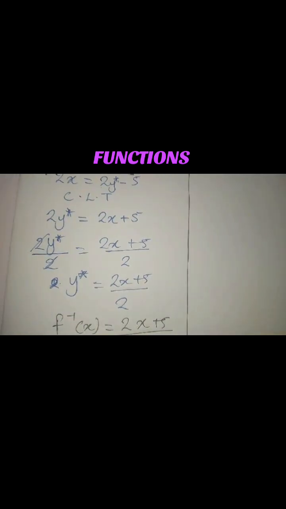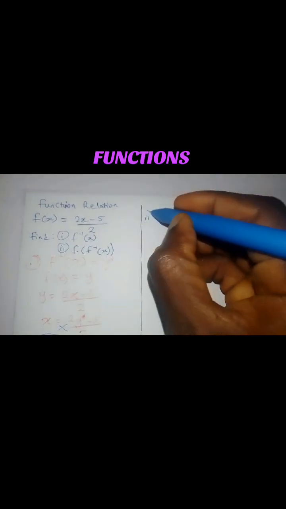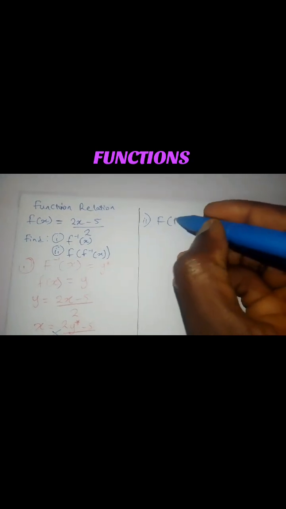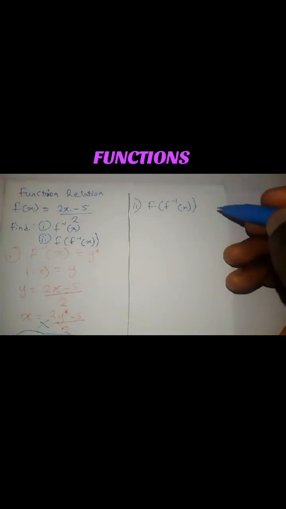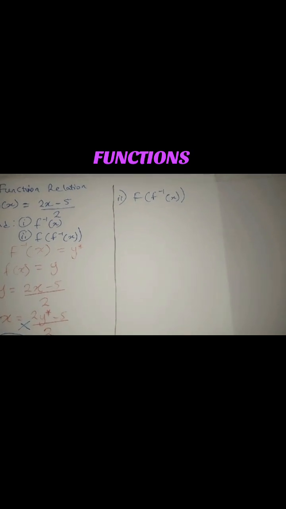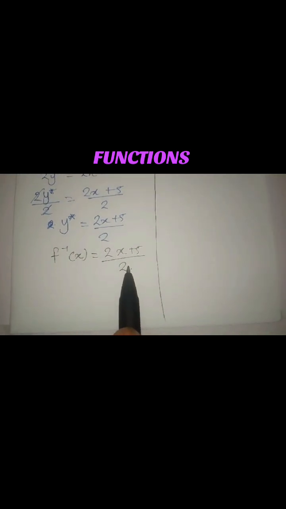For question 2, which I'm being asked to find f of f inverse of x. Now this one is actually based on a function of another function, that is a composite function. Now how do I solve a composite function? I will start from the interior to the exterior. So the interior part is f inverse of x. Have I found f inverse of x? Yes. F inverse of x was 2x plus 5 all divided by 2.